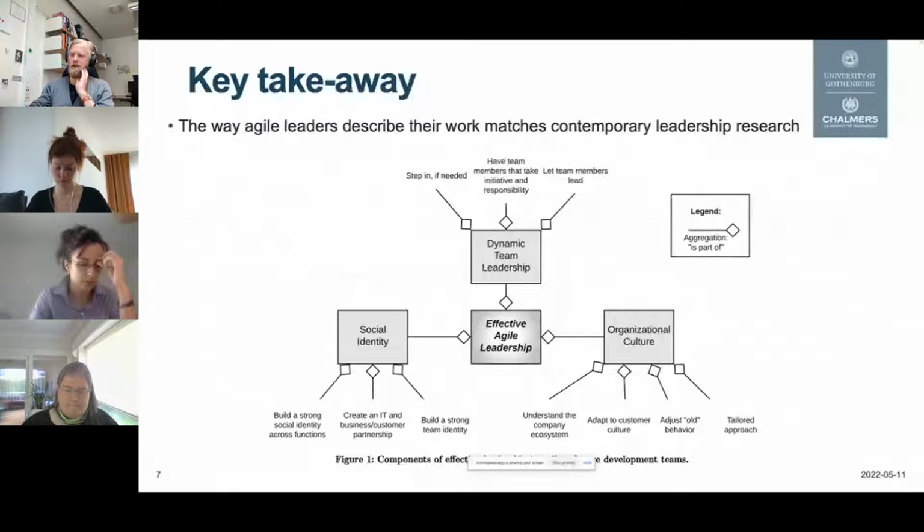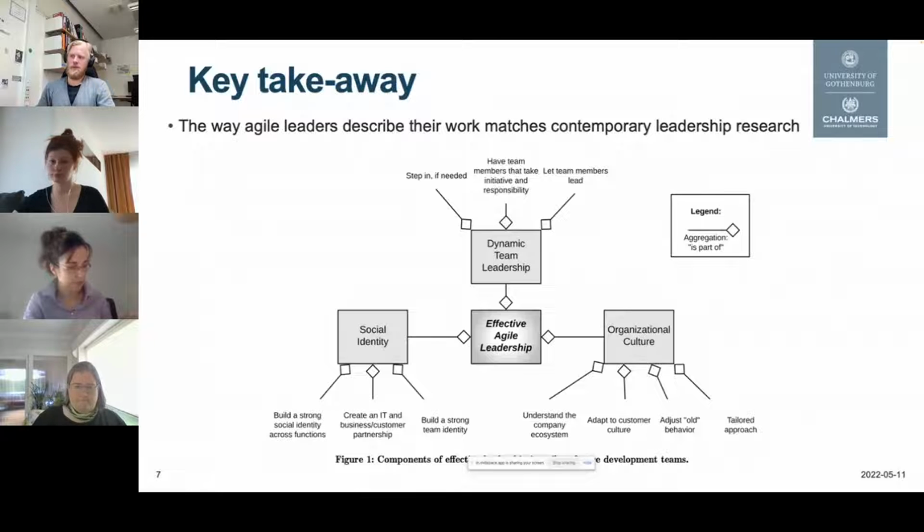And we map this into a model of effective agile leadership. And that's the social identities, dynamic team leadership. So the leadership changes dynamically, and also organizational culture. And the balance of milestone and agile culture is usually what these participants were talking about. All right, I think that was 5 minutes.